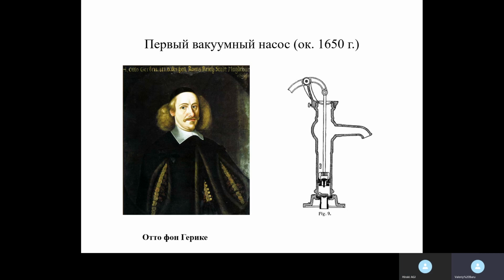This slide shows that the first vacuum pump was invented in about 1650, so it is roughly 350 years back. Although it was pretty simple, it was still effective to pump water out of the earth.